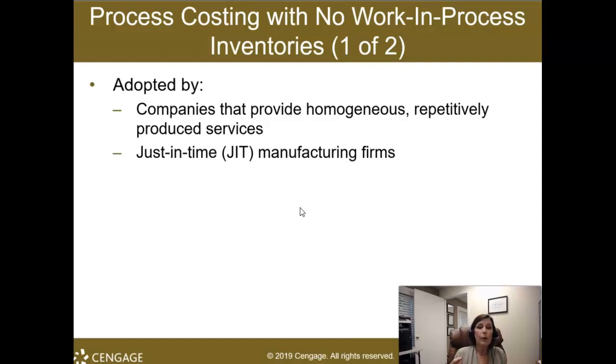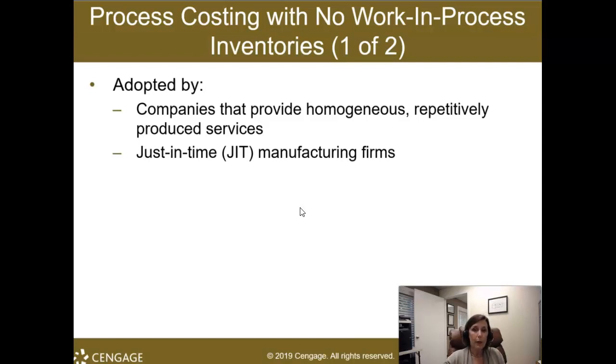So we'll start with the easier version of those, which is the companies which do not have work in process inventory, and those are known as the just-in-time firms.